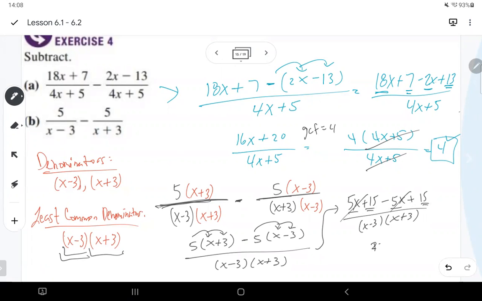So your answer here is 30. 15 and 15 give us 30. Oh, I can't write that to save my soul today. 30 over x minus 3, x plus 3. Okay, and that's it for that one. Again, my recommendation for these is to pause the video as you work through them, try to answer them without me, and then see if you're doing it correctly.